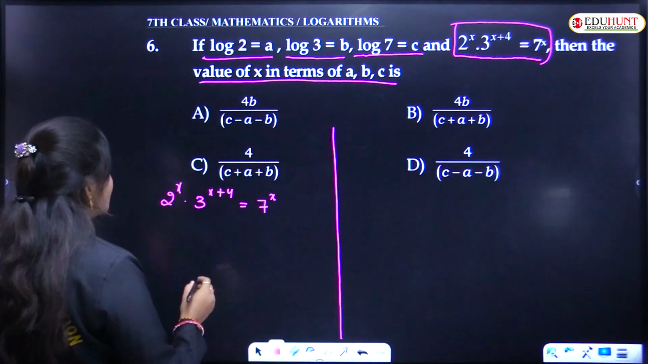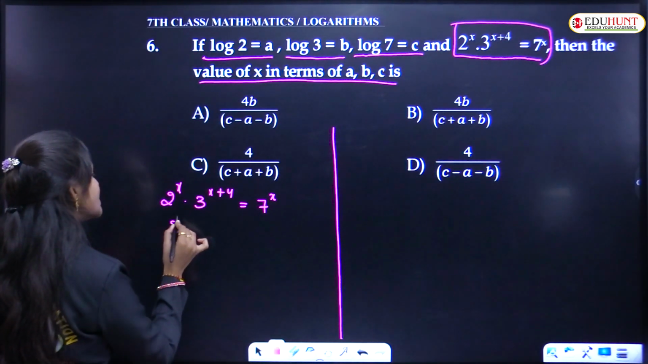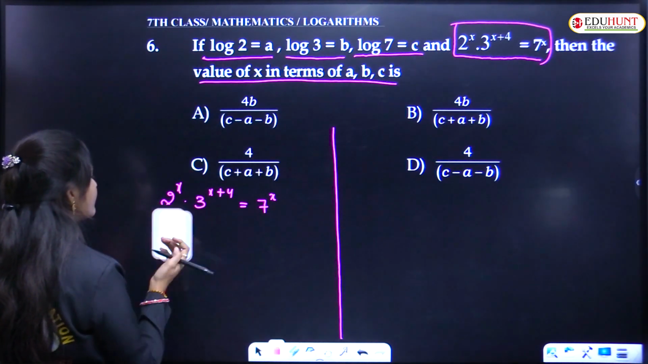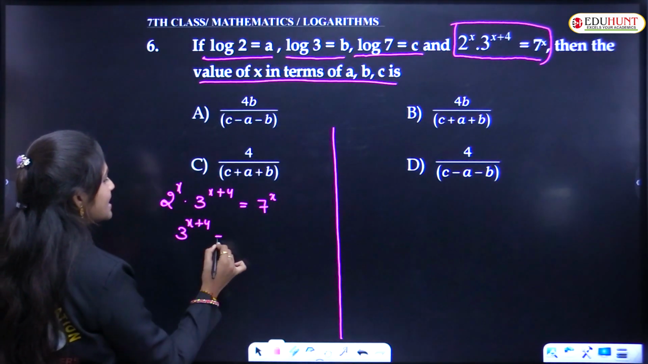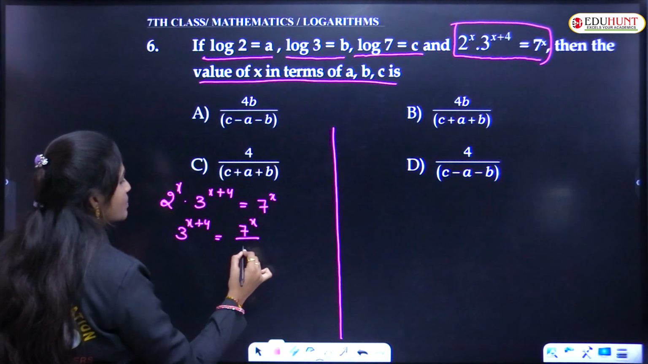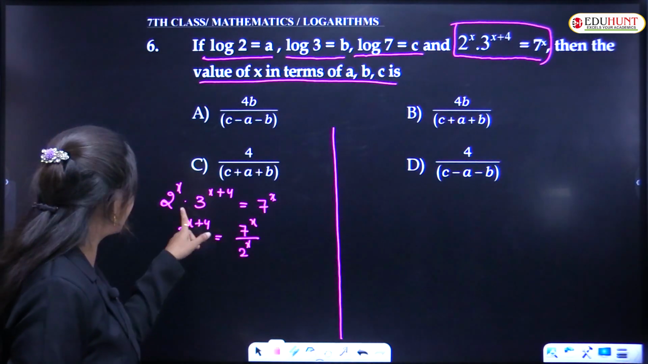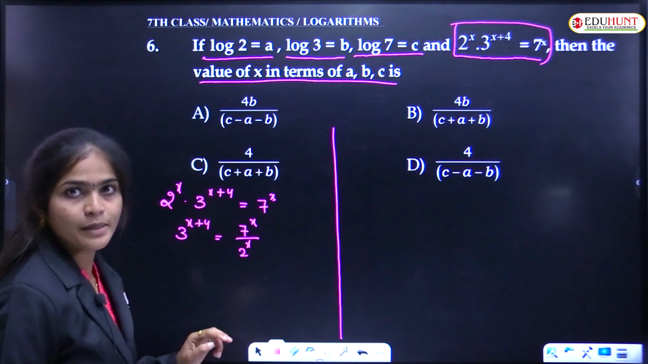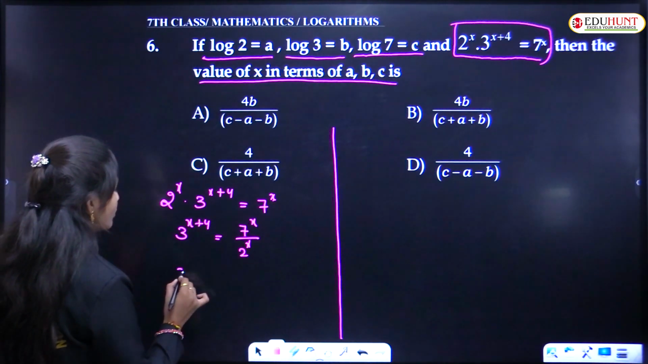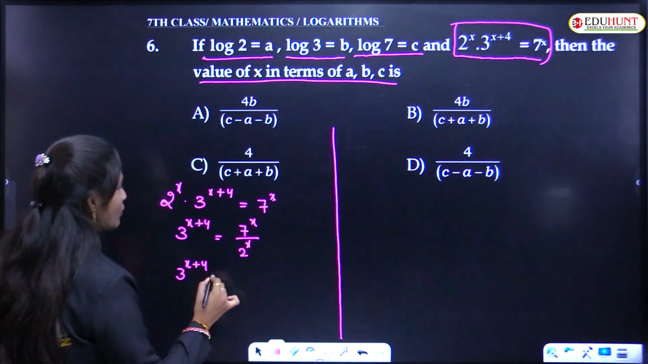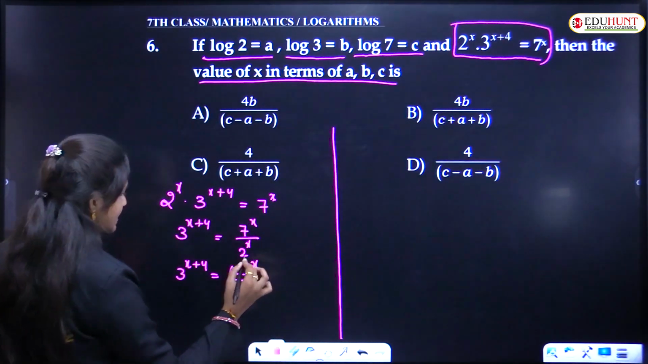Okay, so see here, power x is there, here also power x is there. So I am going to take this one as 3 power x plus 4 is equal to 7 power x by 2 power x. Am I correct? Why? Because here power x is there, here also power x is there, and these two are in multiplication, no? So multiplication becomes division. So that's why 3 power x plus 4 is equal to 7 by 2 whole power x.